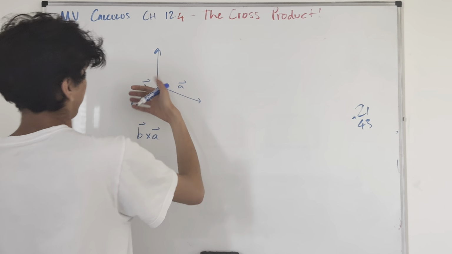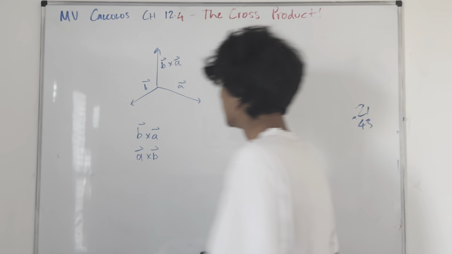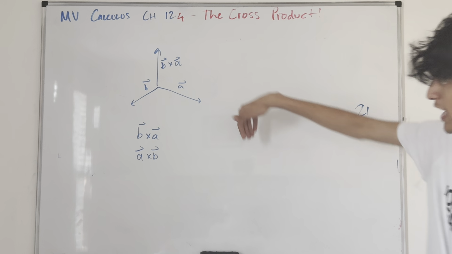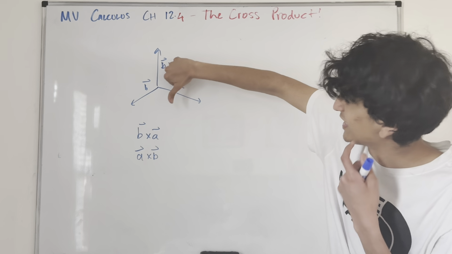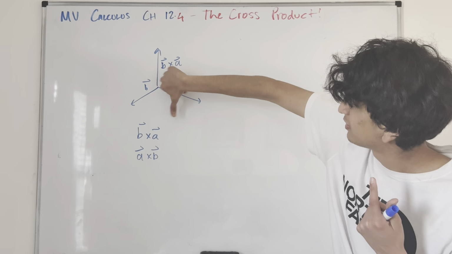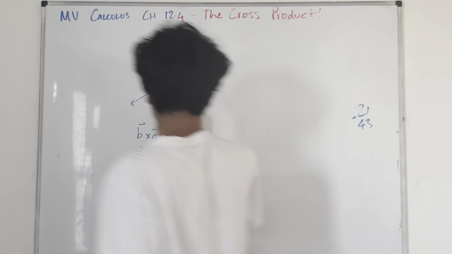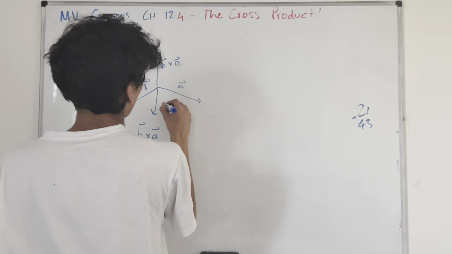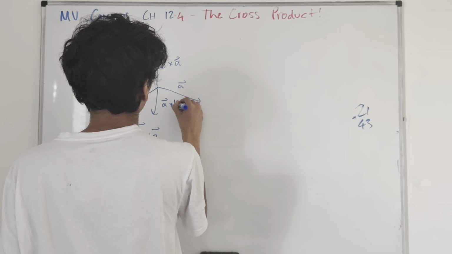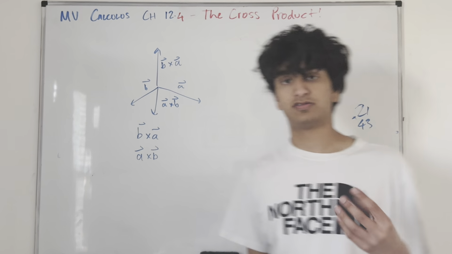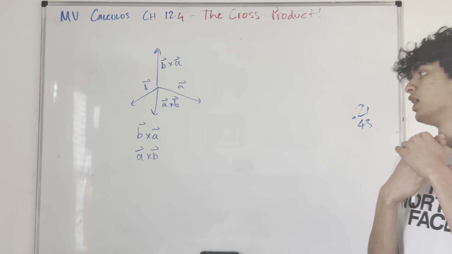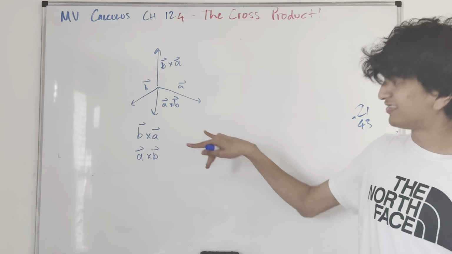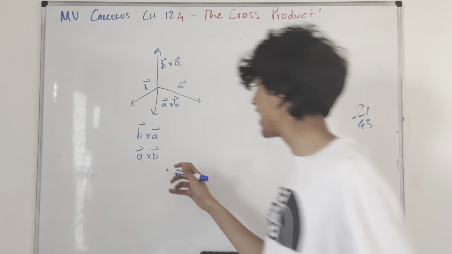If I do A cross B, what do I get? I get a cross product that points this way. So what do I notice? A cross B cannot equal B cross A, because they're vectors, and these vectors are not equivalent. They're pointed in opposite directions. But what is the same about these two ends up being the magnitude.